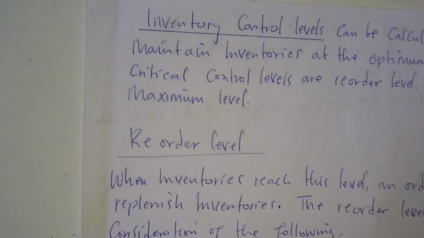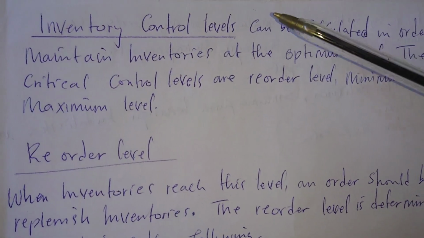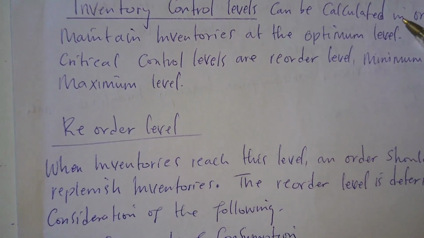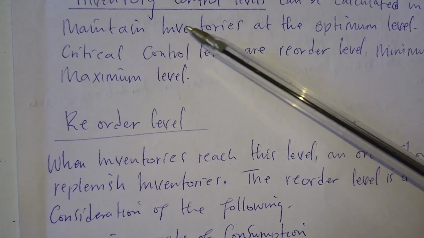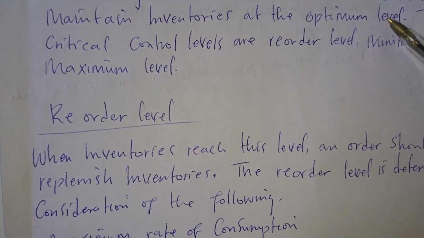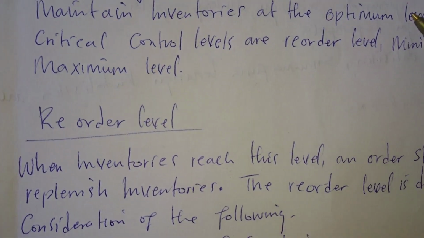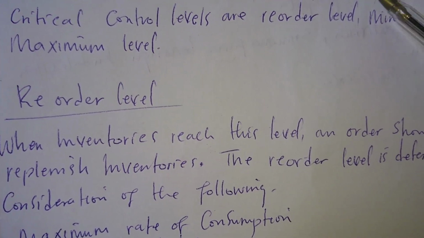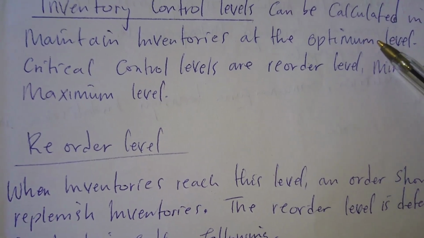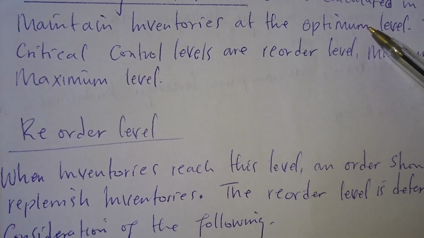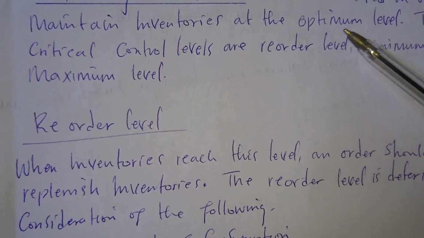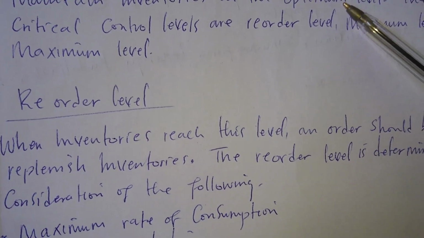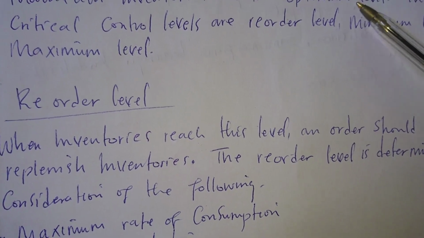Okay, so we are saying inventory control levels can be calculated in order to maintain inventories at the optimum level. So the intention is for stock or inventories not to run out, or not for us to have too much of the inventory. So the inventories must be calculated. There are calculations which have been put up to control the levels of inventory.